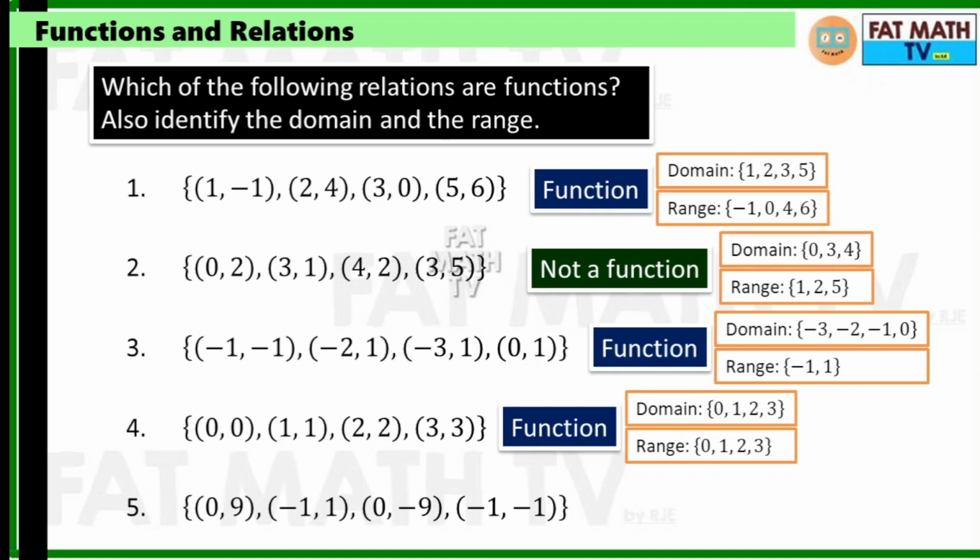And number 5, the set containing (0, 9), (negative 1, 1), (0, negative 9), and (negative 1, negative 1). As you can see, 0 is being paired to 9. At the same time, it's being paired to negative 9. And negative 1 is paired to 1. At the same time, it is paired to negative 1. So this is not a function.